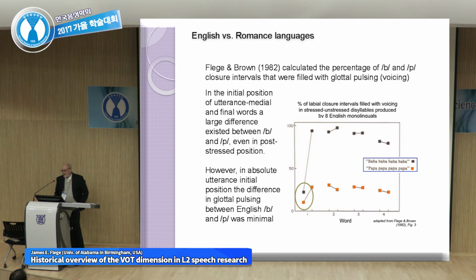In an '82 study, we calculated the percentage of B and P closure intervals that were filled with glottal pulsing. In the utterance initial position, in the initial position of utterance medial and final words, a large difference existed between B and P, even in post-stressed position. However, in absolute utterance initial position, the difference in glottal pulsing between English B and P was minimal.